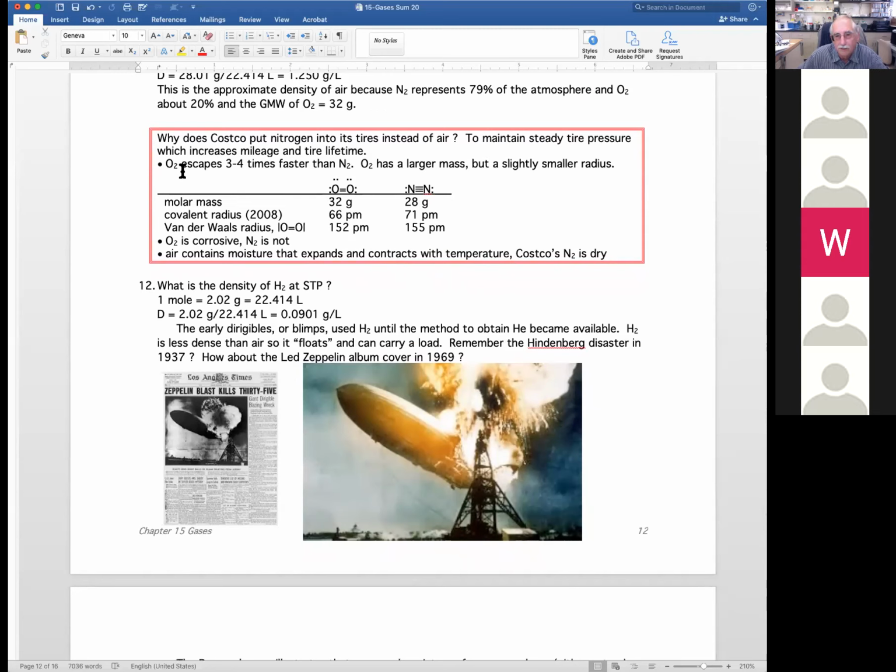So oxygen escapes 3 or 4 times faster than nitrogen. And I thought this was ridiculous because this is what I knew. The molar mass of oxygen was bigger than that of nitrogen, so it doesn't make any sense. So I looked up the radius, and actually the radius is bigger. Okay? So that's the reason why. There's 2 ways to calculate the radius. The other thing is that oxygen is corrosive, nitrogen is not. Air contains moisture. Costco's nitrogen is dry.